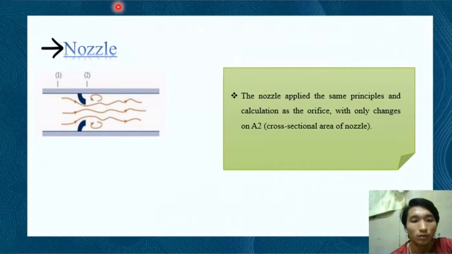Okay, so the next flow meter is the nozzle. The nozzle is applied with the same principle and calculation as the orifice, with the only change being A2. A2 is basically this part. The difference between nozzle and orifice is only the shape of the restricted opening, where the nozzle is approximately a quarter ellipse.